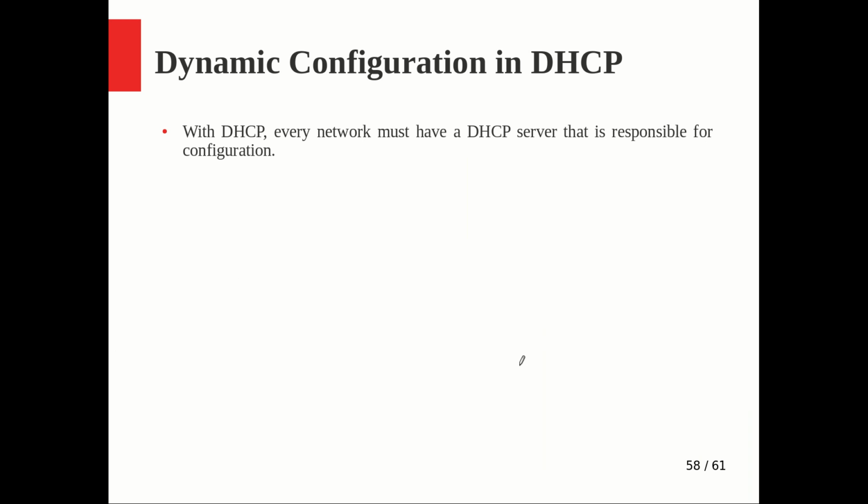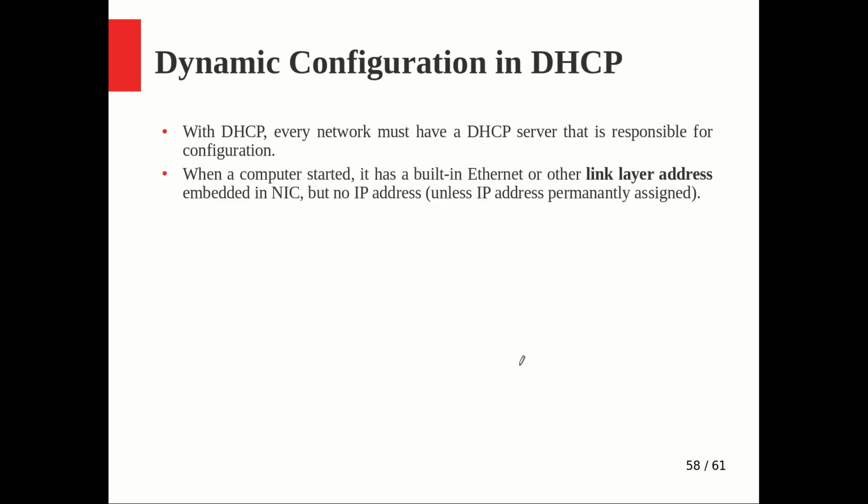So with DHCP, every network must have a DHCP server, just like a bootp server, that is responsible for the configuration. So when a computer starts, it has a built-in Ethernet address or link layer address, definitely, that is embedded in the network interface card. But it doesn't know its IP address unless the IP address is permanently assigned. Most of the time, if it's a diskless machine or something dynamically moving from one network to another, in all those cases we are supposed to assign the IP address on demand, in a dynamic way.